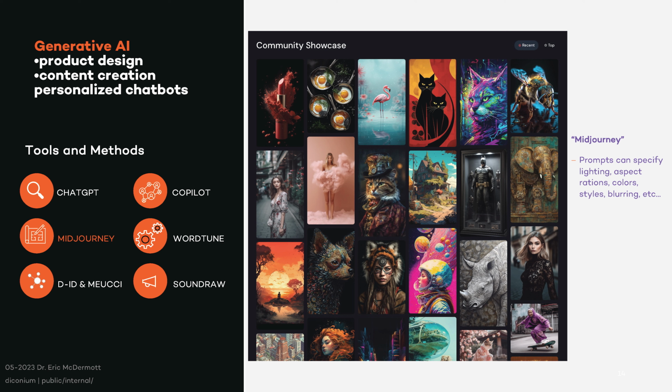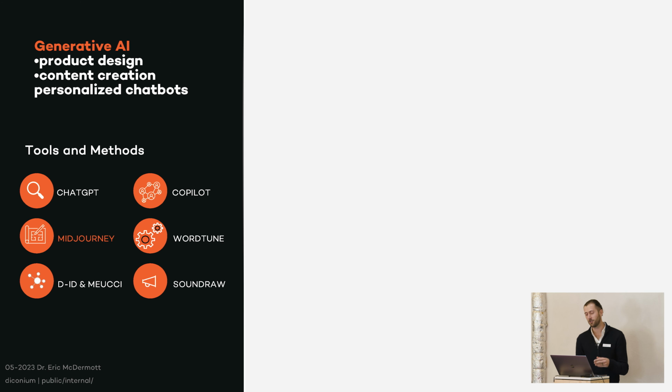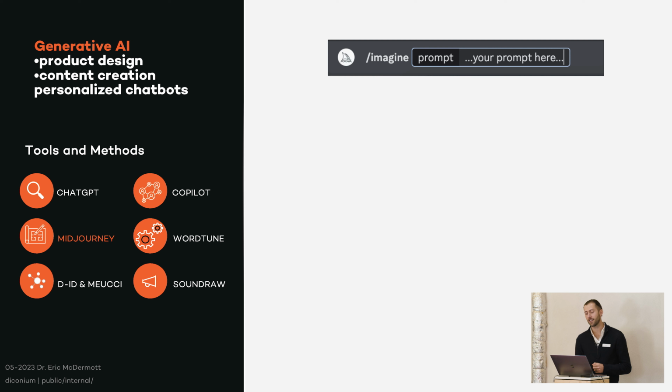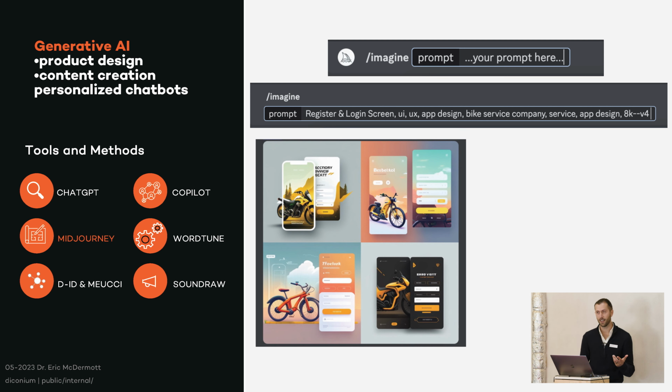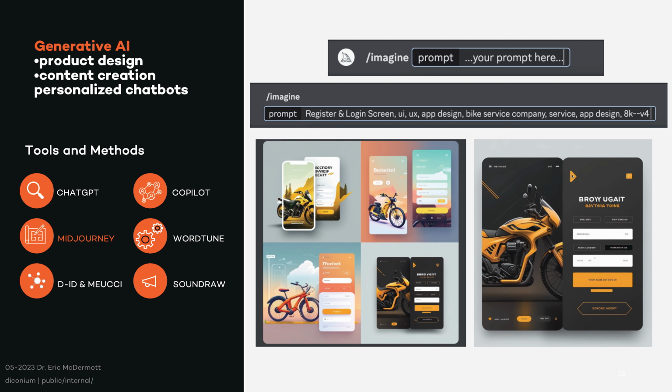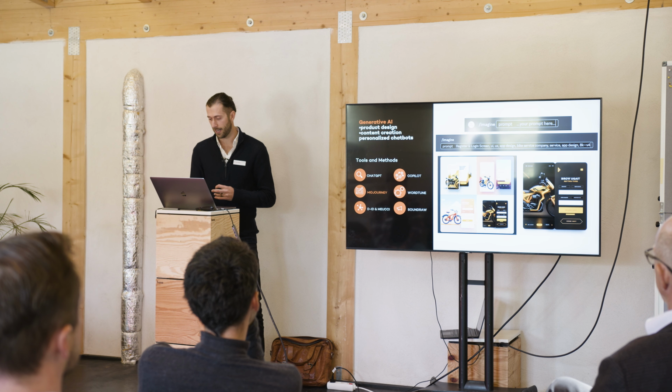So with these prompts, you can specify a bunch of different things. Just to give you a little taste, once you have an account, you type /imagine, and you basically write your prompt in here. For a use case, say we're making an app. Let's say we want a register and login screen for a UI UX, an app for a bike service company. It would return examples like this. Now I can click on one of these four and get a more high definition example. So you can see that in under a minute, I was able to get a prototype of how a login screen might look, which looks pretty good. So this is a way to rapidly prototype design.